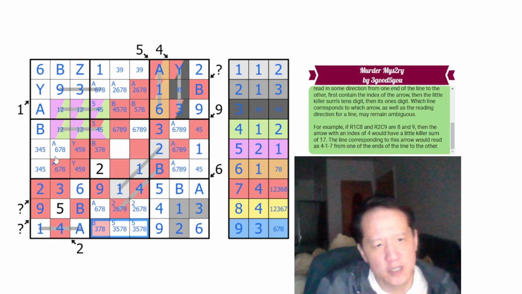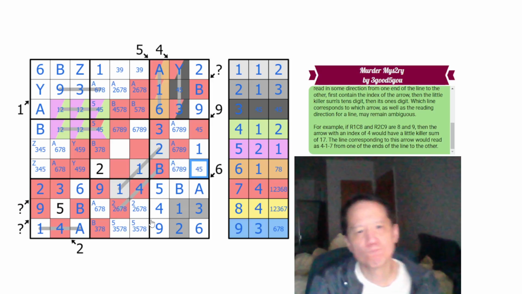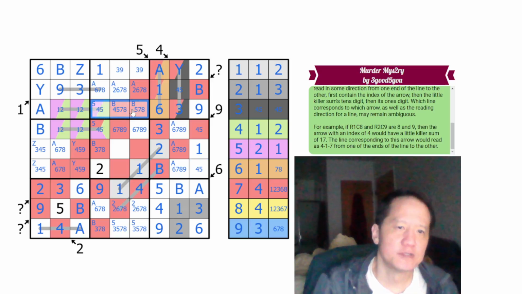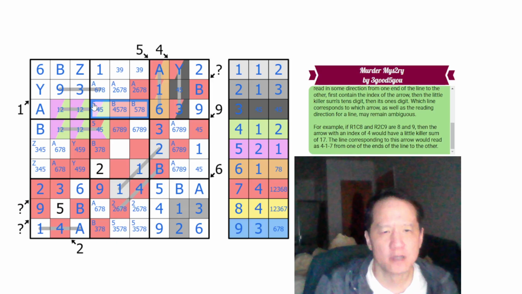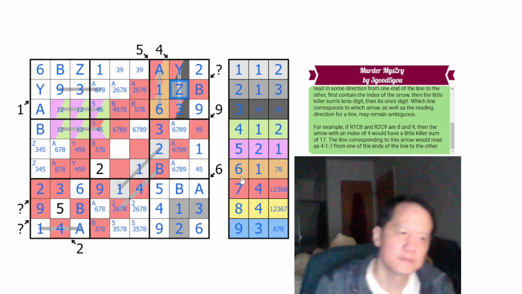So the Z has to be equivalent to one of these two. We don't know about this, though. Or this. One of these is Y, one of these is Z. Again, we don't know which one's which. This is Z, obviously.